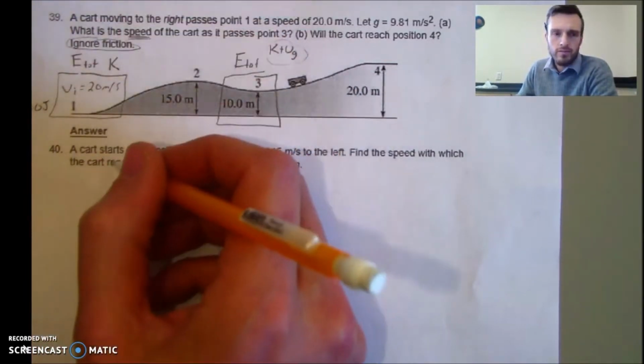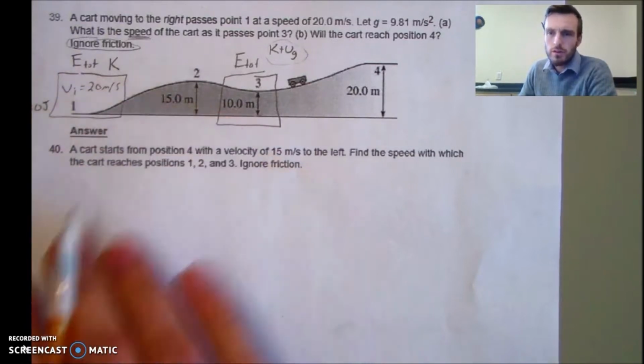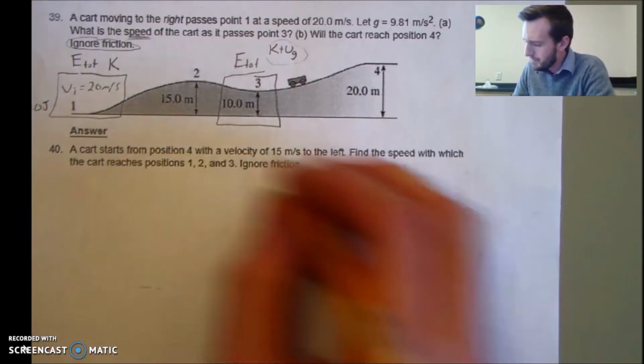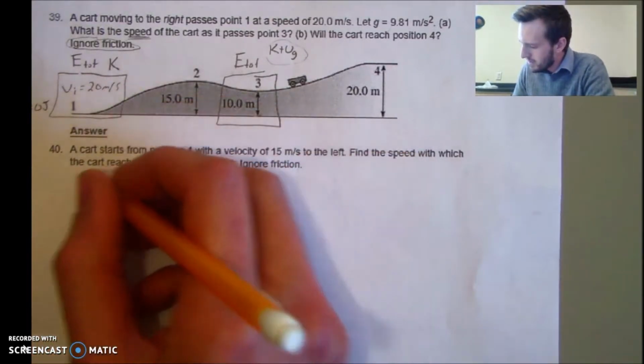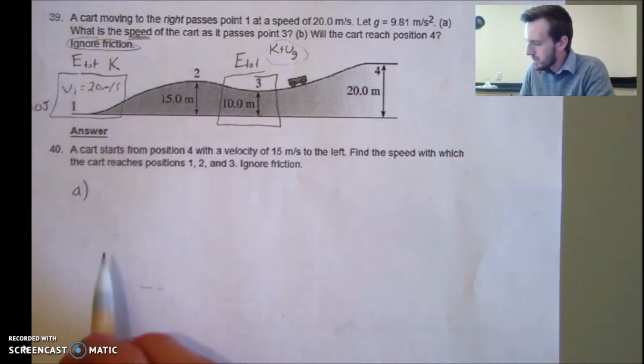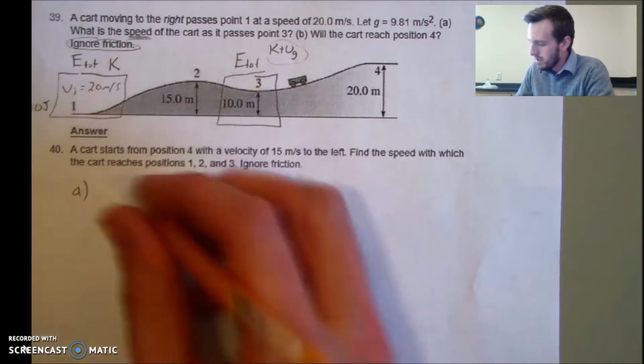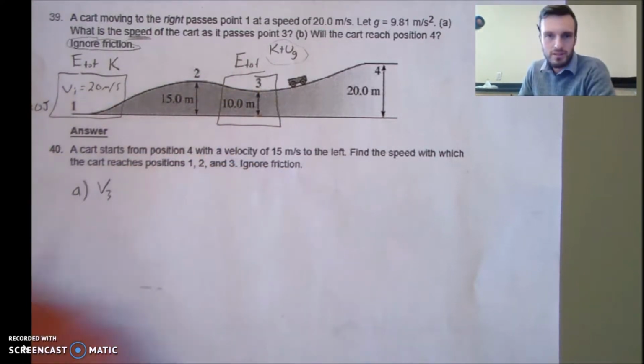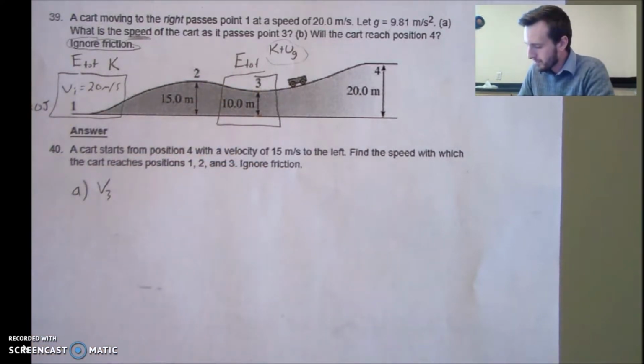Now 39 and 40 are tied together, so just ignore all the 40 stuff for the moment. As we look at part A, number 39, we look for the speed of the cart as it passes point 3. We'll call that V3, since it's the velocity at point 3, and we're trying to solve for that.